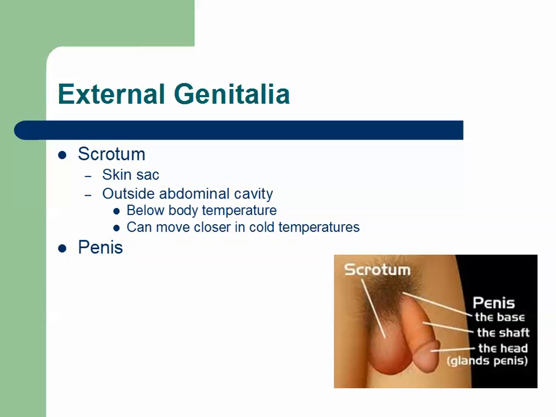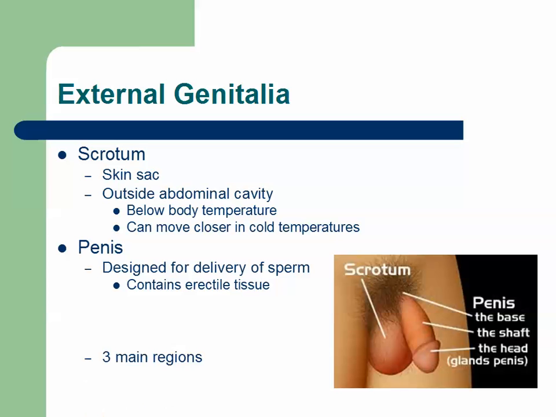The second external structure is the penis, and this is designed to help with delivery of the sperm. Surrounding the urethra are several layers of erectile tissue, meaning that they can be relaxed most of the time, but then they are designed to flood with circulation, flood with blood, and grow in size and length. And this is going to help then be able to deliver the sperm.